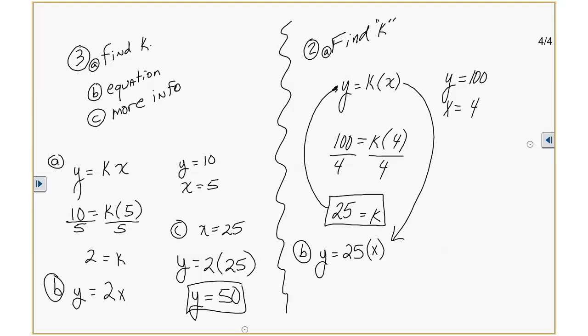10% of the questions I give you are going to come from the first one. 40% are going to come from the second one, and 40 to 50% are going to come from the third one. So you need to focus on number 2 and number 3. You need to focus on this one and this one.